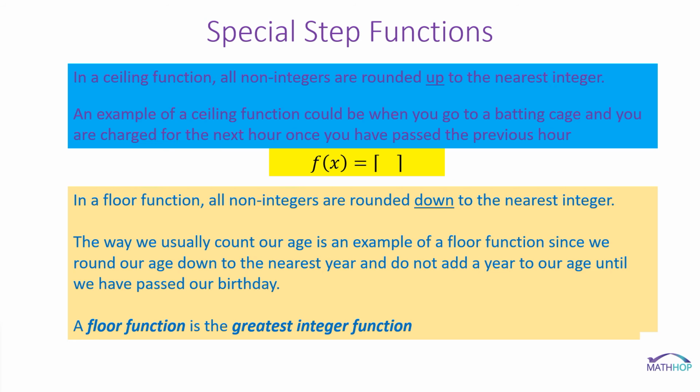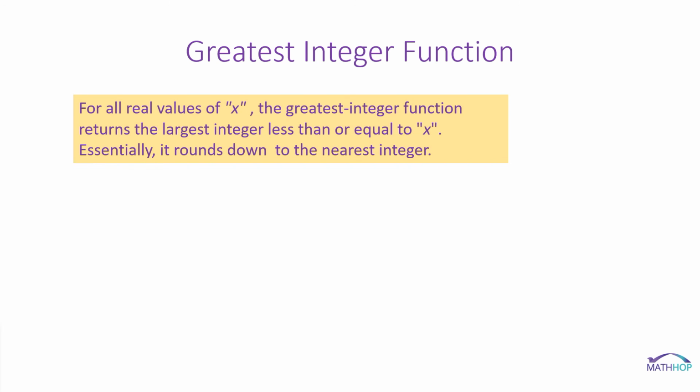And you may see these in your textbook. You may be asked to solve these. So we're going to look at them right now. And the symbolism for the greatest integer has floor brackets. So the exact opposite of the ceiling brackets would be these floor brackets. Now we're going to look at the greatest integer function. So for all real values of x, the greatest integer function simply says that it's going to return the largest integer less than or equal to x. Basically, it rounds down to the nearest integer.